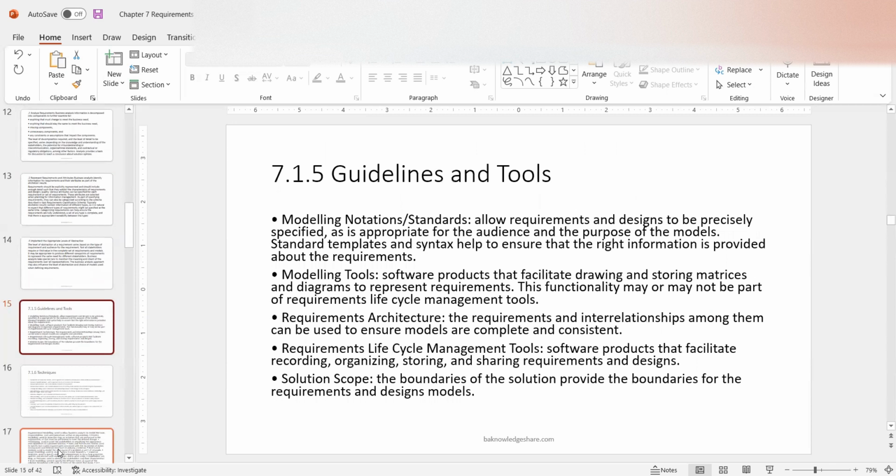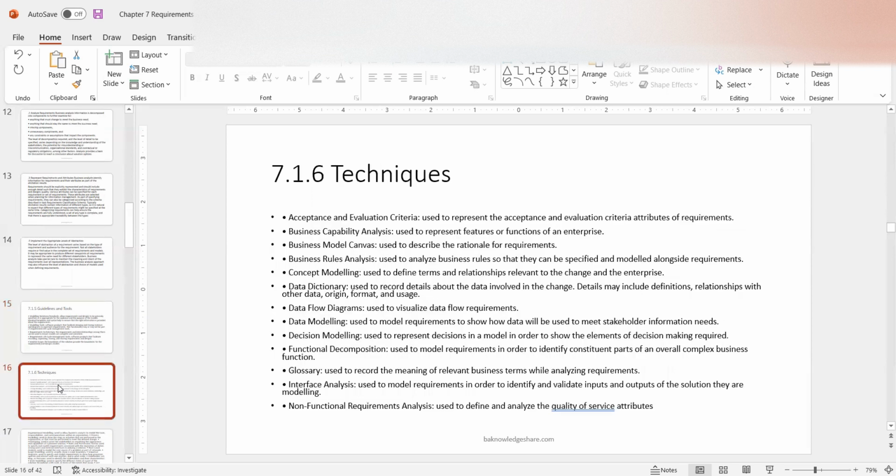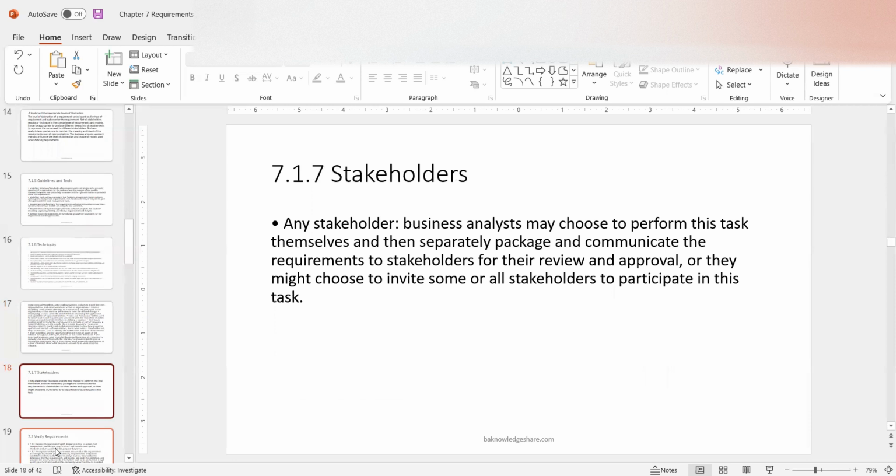Some of the guidelines and tools that she references are the requirements lifecycle management tools, solution scope, and the requirements architecture, where the requirements and interrelationships amongst them can be used to ensure models are complete and consistent. Some of the techniques I mentioned earlier that she used are data modeling, the data flow diagram, and the data dictionary. She builds a glossary as well, just so that there's clarity in how they're going to do the work.